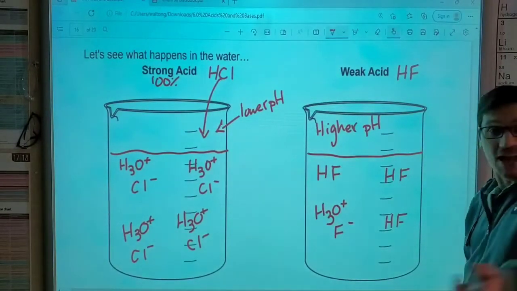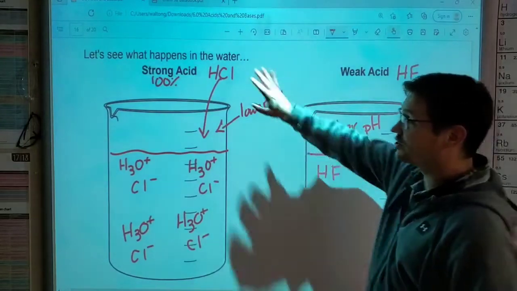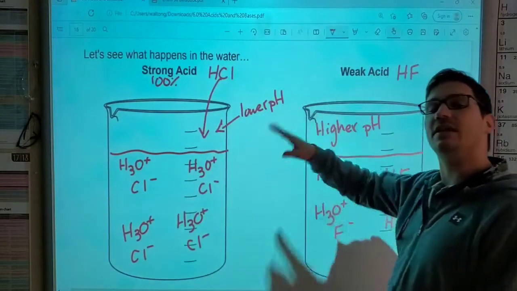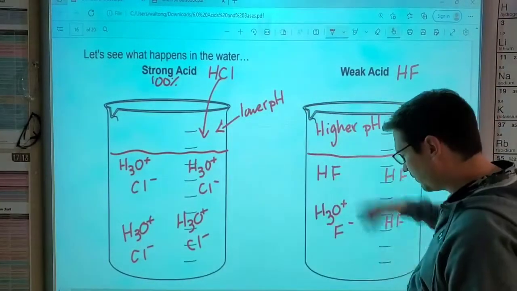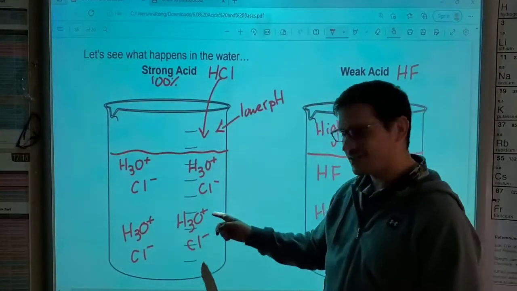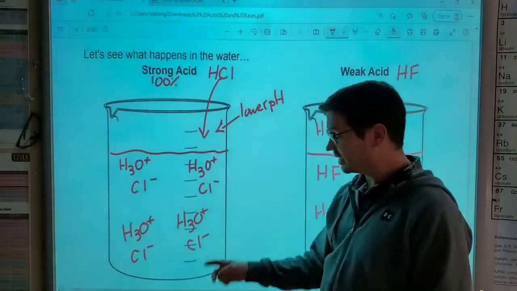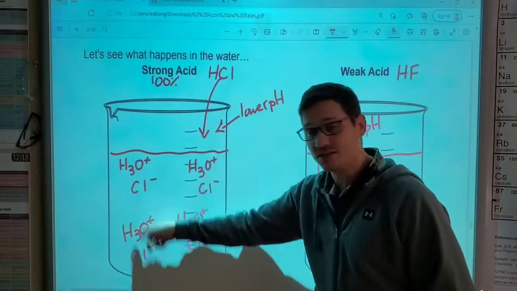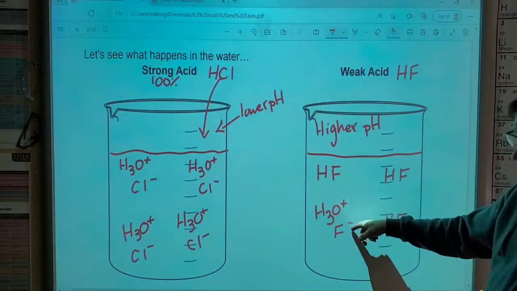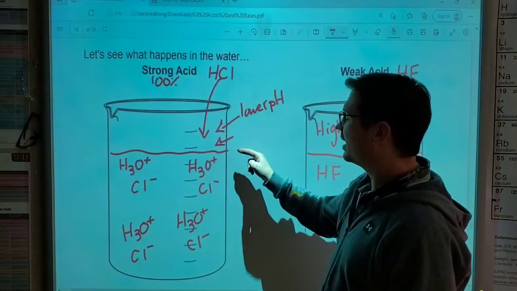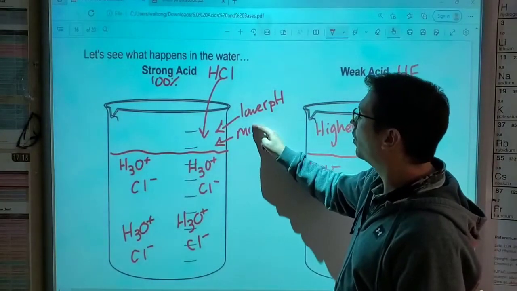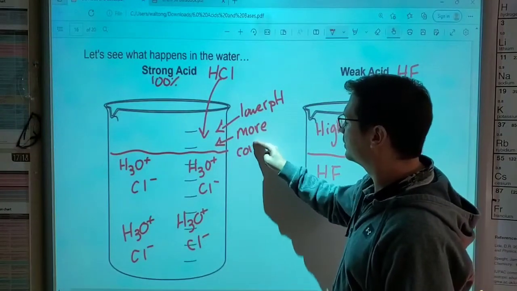Yeah, I totally agree with you. The strong acid, as long as we have equal concentrations of the original acid, right? We added 4 and we added 4. The strong acid should have more ions. Look at this, it's got 8 ions, whereas the weak acid only has 2 ions. And so not only is it going to have a lower pH, it's going to be more conductive.